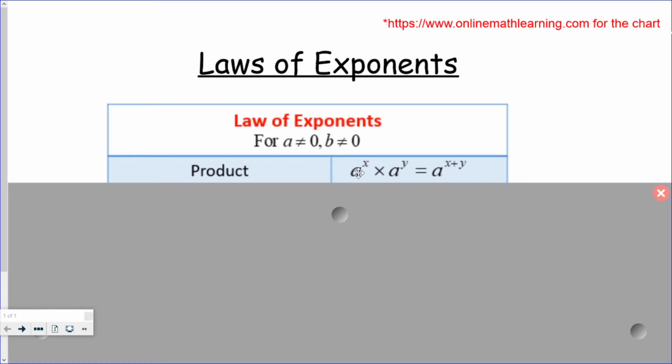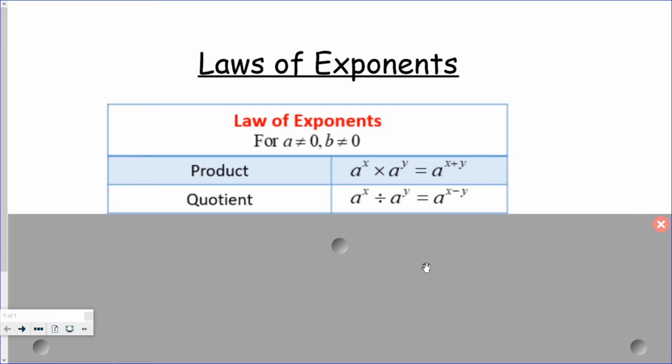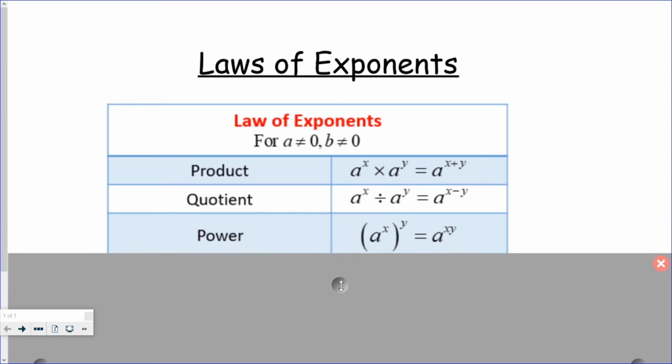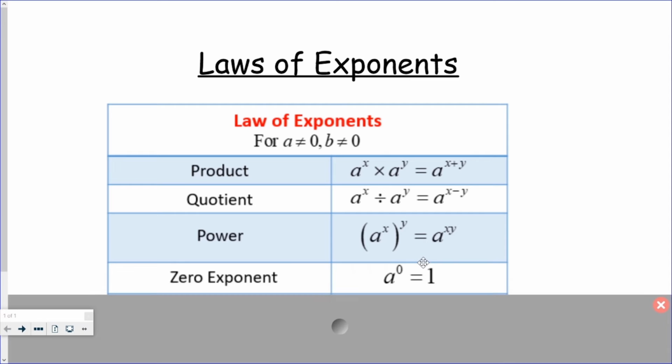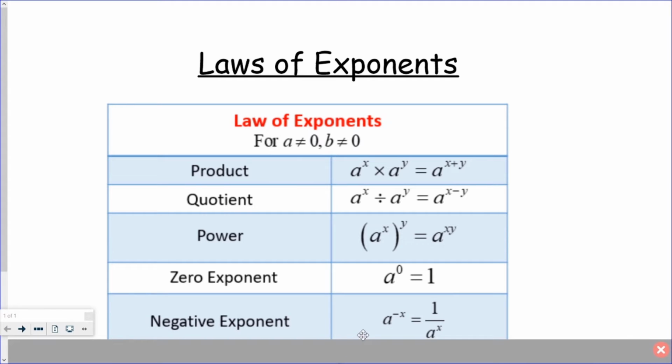If you are multiplying like bases, you go ahead and add the exponents. If you have quotients with the same bases, and I'm going to explain more about the bases in a second, you subtract the exponents. For power, if you have an exponent raised to another exponent, you multiply those together. The zero exponent property is if you raise anything to 0, you get 1. And the last one, a negative exponent, which is a little more advanced. If you have a negative exponent, that just means you take 1 over that, or it goes into the denominator. Essentially, you're taking the reciprocal, you're flipping it.